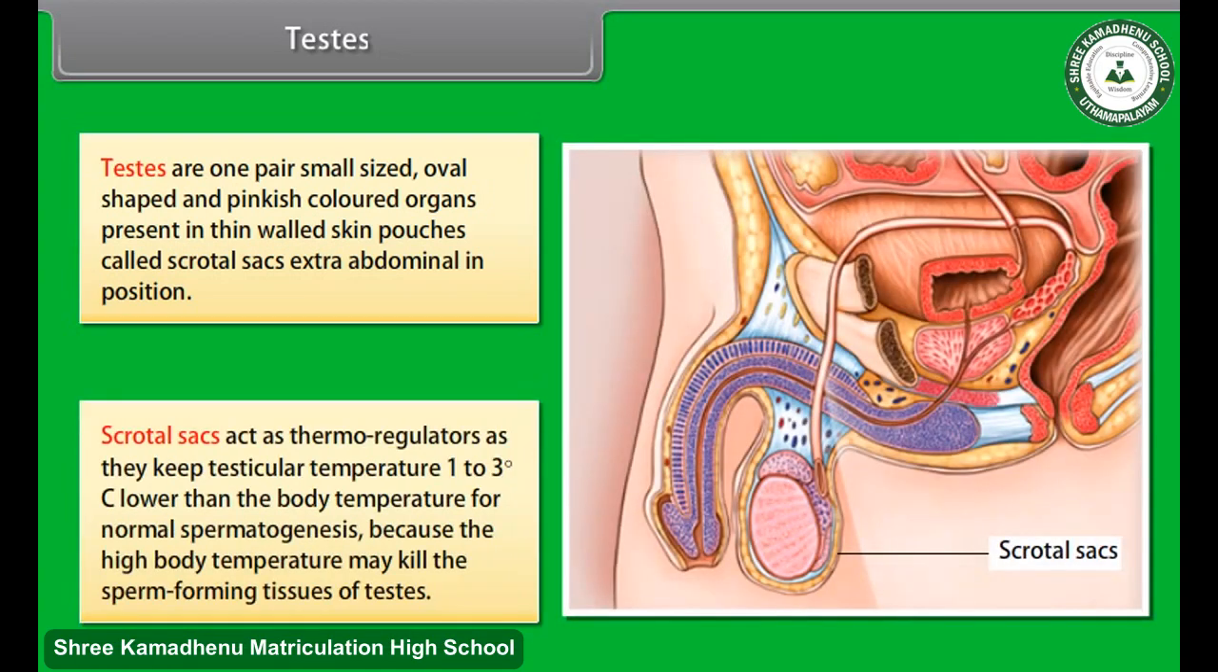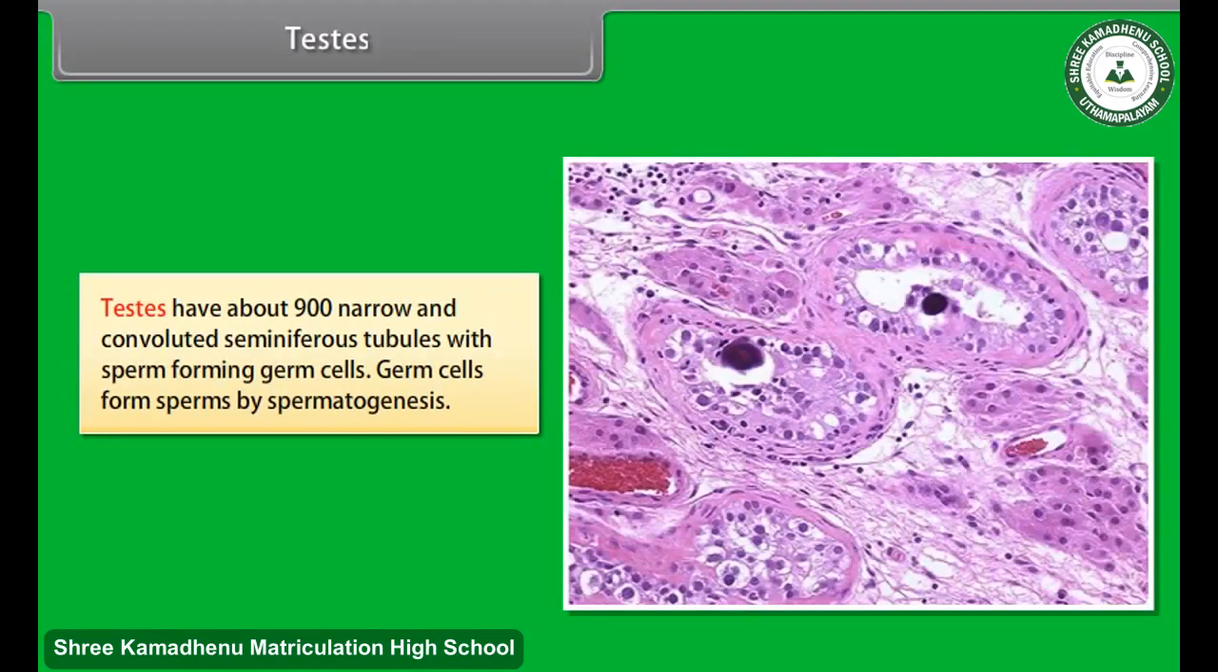Scrotal sacs act as thermoregulators as they keep testicular temperature 1 to 3 degrees Celsius lower than the body temperature for normal spermatogenesis, because the high body temperature may kill the sperm-forming tissues of testes. Testes have about 900 narrow and convoluted seminiferous tubules with sperm-forming germ cells. Germ cells form sperms by spermatogenesis.